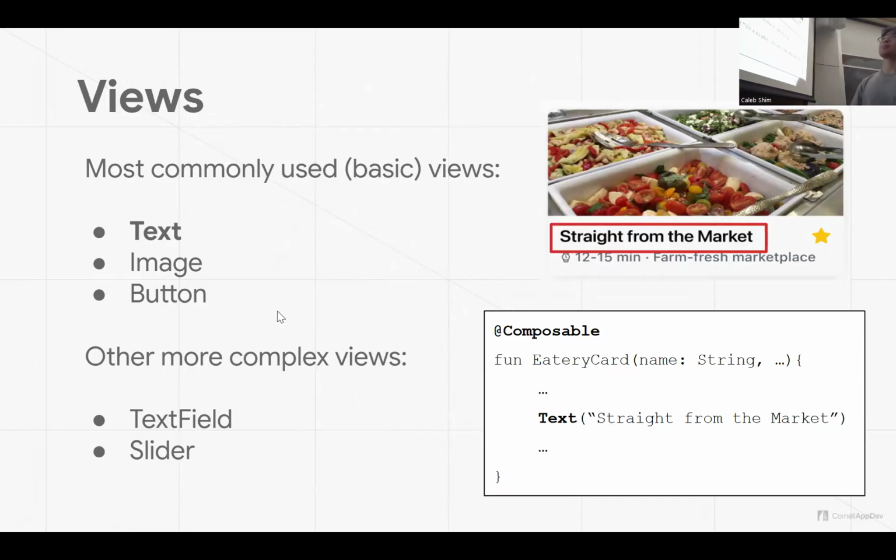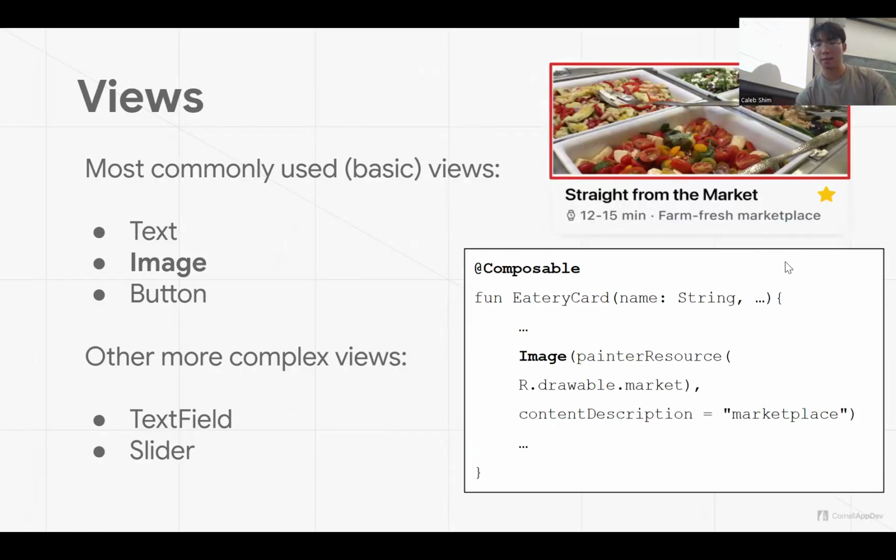Yeah, so next we'll talk about views. So here's the most commonly used ones. We have text, image, and button. So text, again, is pretty self-explanatory. It displays the string. So you can see on the bottom right, it's an example in code.